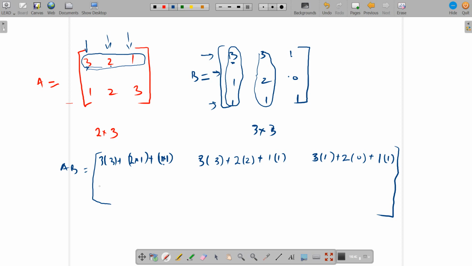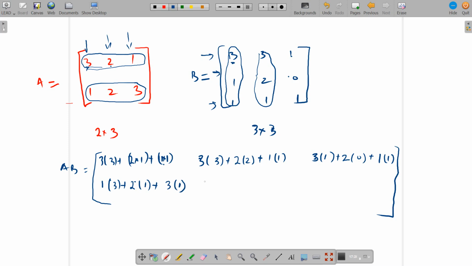Now let's move on. Can we have something here? What are we going to have here? This is going to be row 2, column 1. All right, row 2, column 1. Okay, so do we have a row 2 here? Yes, we do. Then column 1, do we have a column 1 on the other side? Yes, we do. So it's going to be 1 times 3, this is the linear combination now, plus 2 times 1 plus 3 times 1. We are done with the first one.